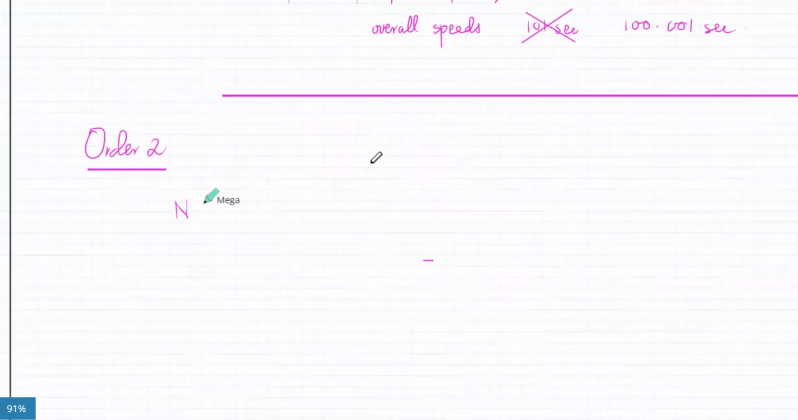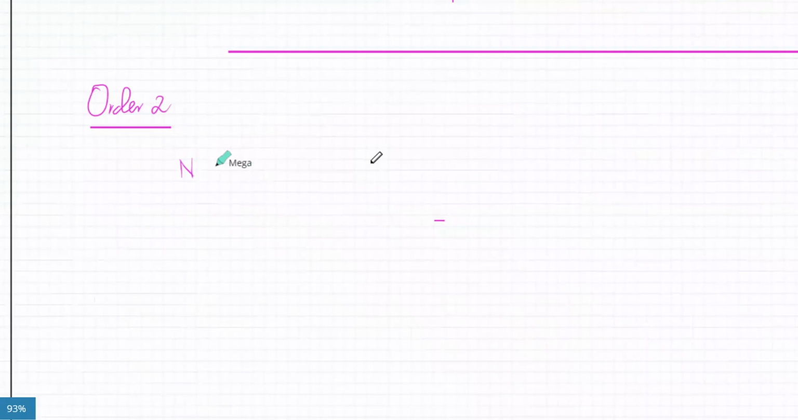So how do you get order 2 now? Here's a reaction, the overall reaction: 2NO reacting with Br2.